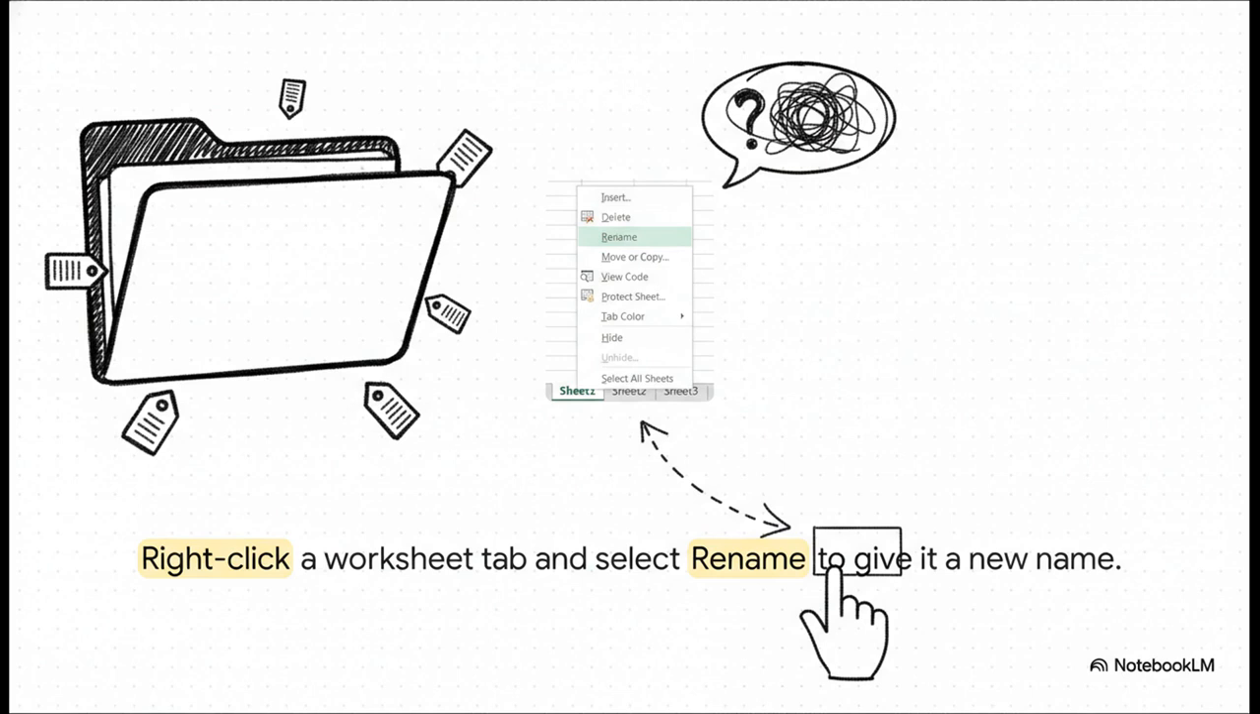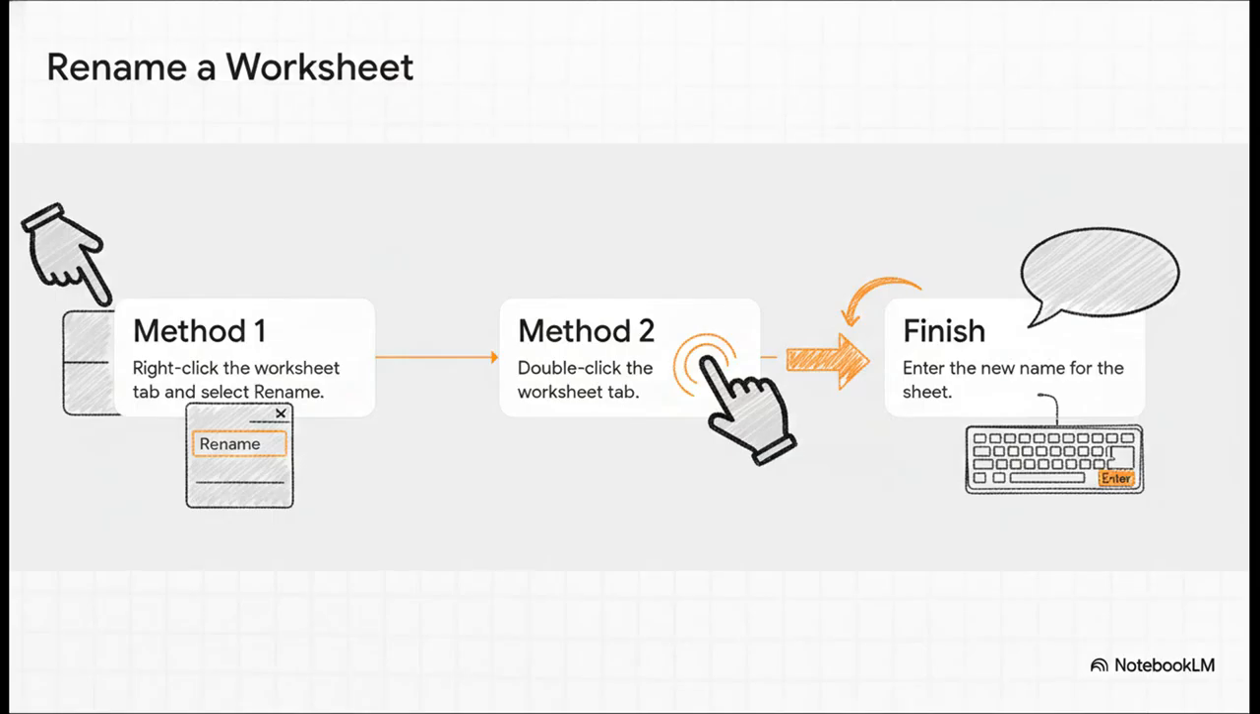Sheets named Sheet 1 and Sheet 2, they're not very helpful, are they? Giving them clear, descriptive names is absolutely crucial for staying organized. And it's not just for you. It makes your work instantly understandable for anybody else who looks at it. And Excel makes this super simple. You've got 2 easy options. You can right-click the tab and just choose Rename from the little menu that pops up.